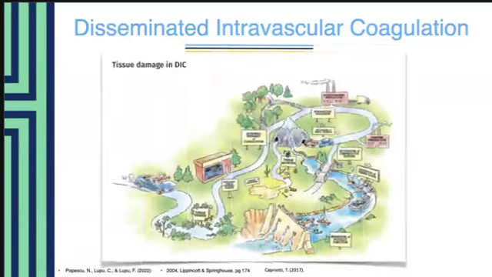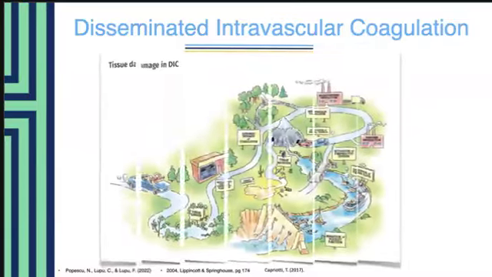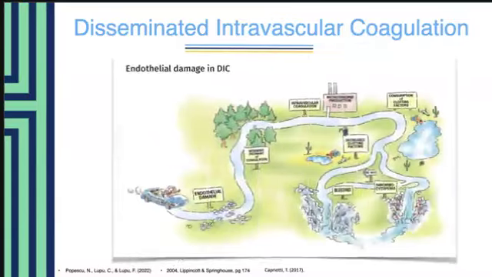Now, this next image is from the Pathophysiology Made Incredibly Visual ebook. And it's a great visual aid showing that process of the tissue damage in DIC. And the next image is the process of endothelial damage in DIC. Let me get over to that. Okay.